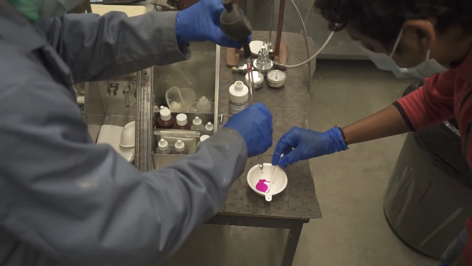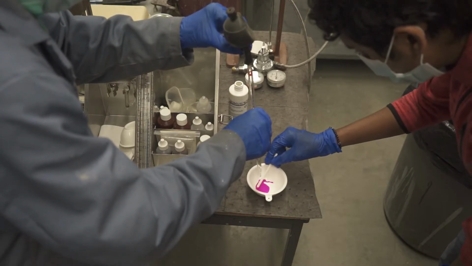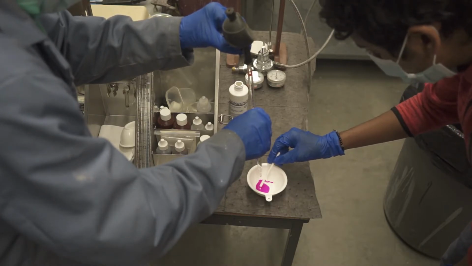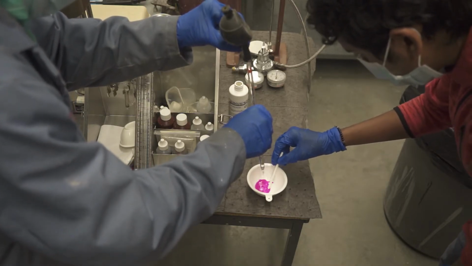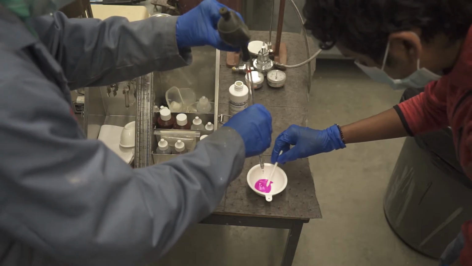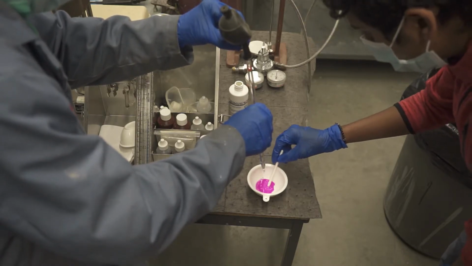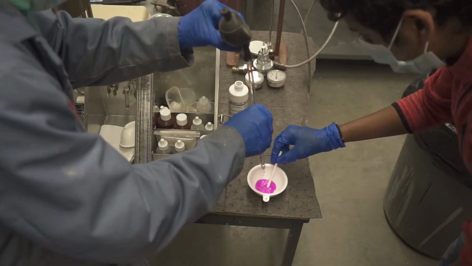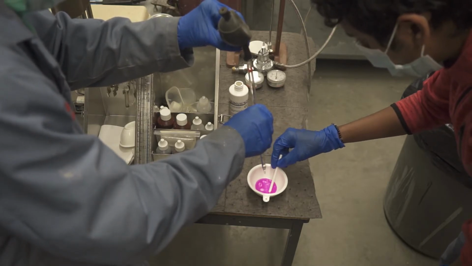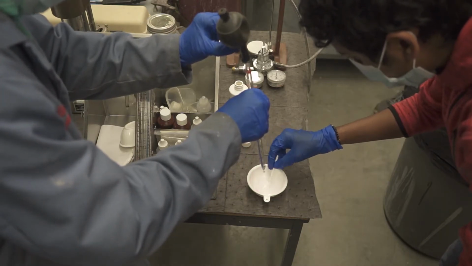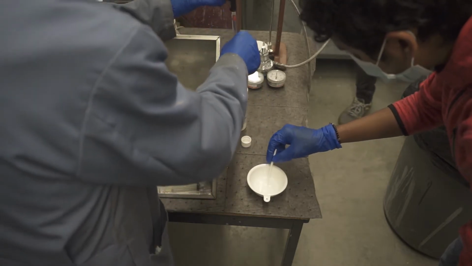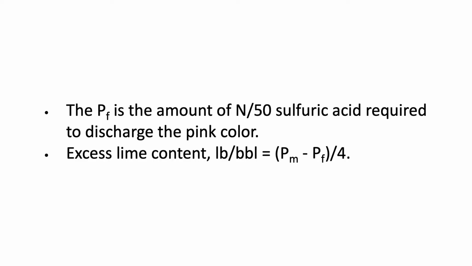If a pink color develops, again add N/50 sulfuric acid by pipette until the color changes back to the original sample color. Again, use the 1 cc pipette for base mud and the 10 cc pipette for the lime mud. PF is the amount of N/50 sulfuric acid required to discharge the pink color.